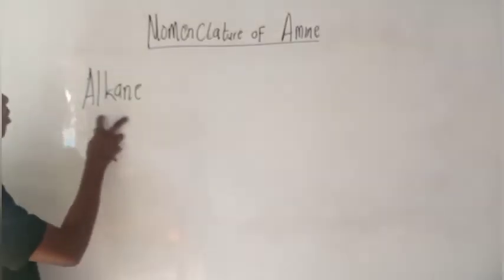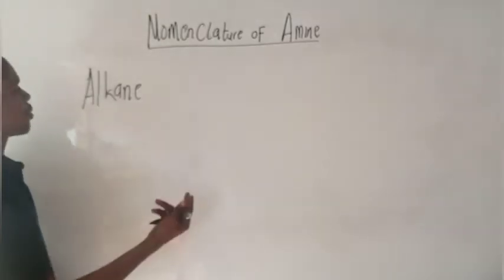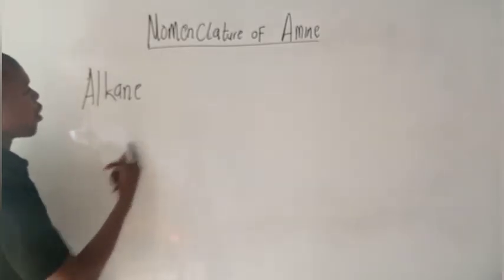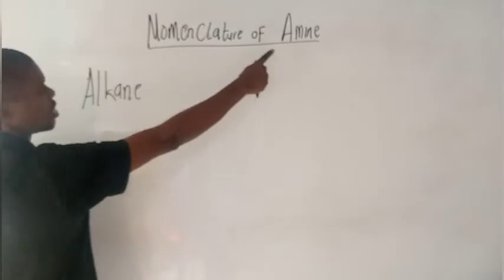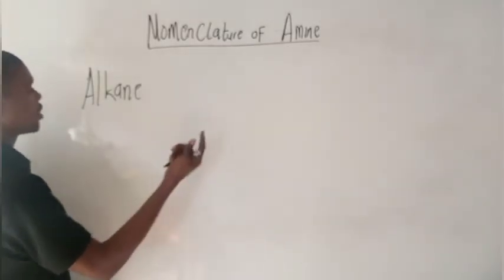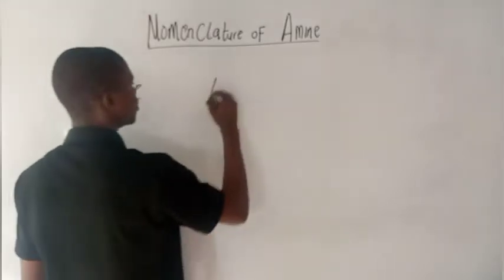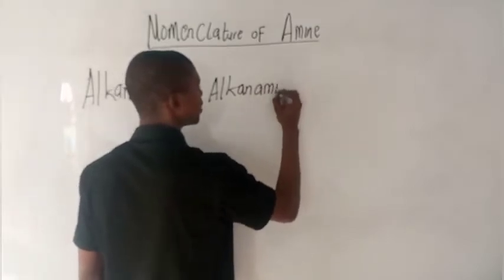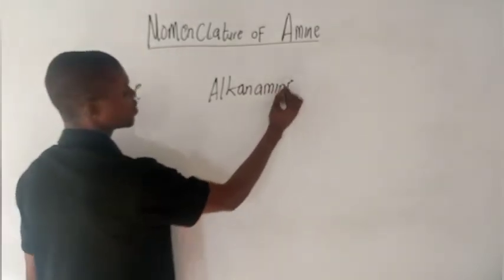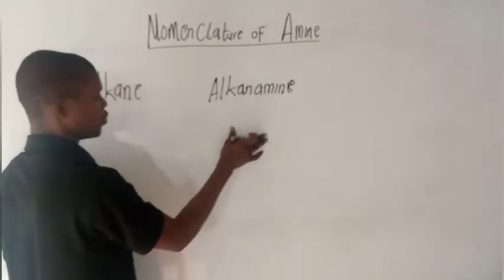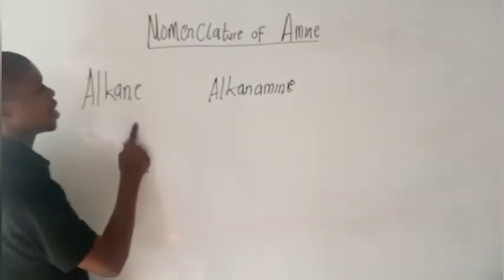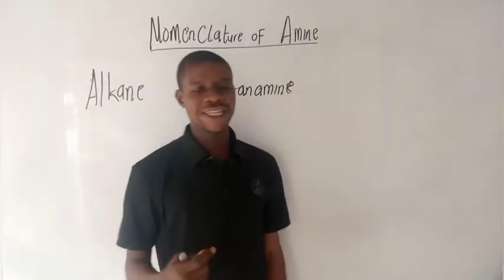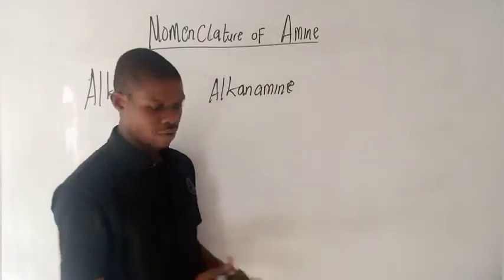Every other functional group is derived from the alkane. To get the IUPAC name of an amine, the E in the alkane is replaced by amine. You remove this E and amine comes in, so it's going to be alkanamine. That is the IUPAC name. When I'm naming amines in the IUPAC system, this is what I'm going to make use of.